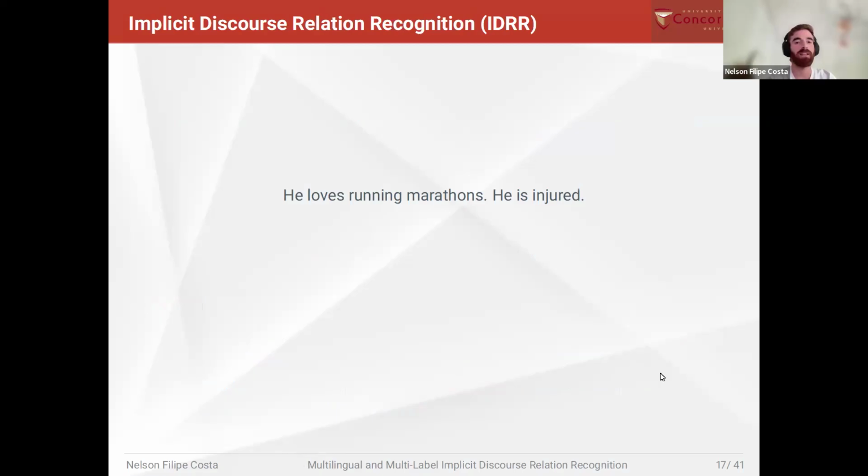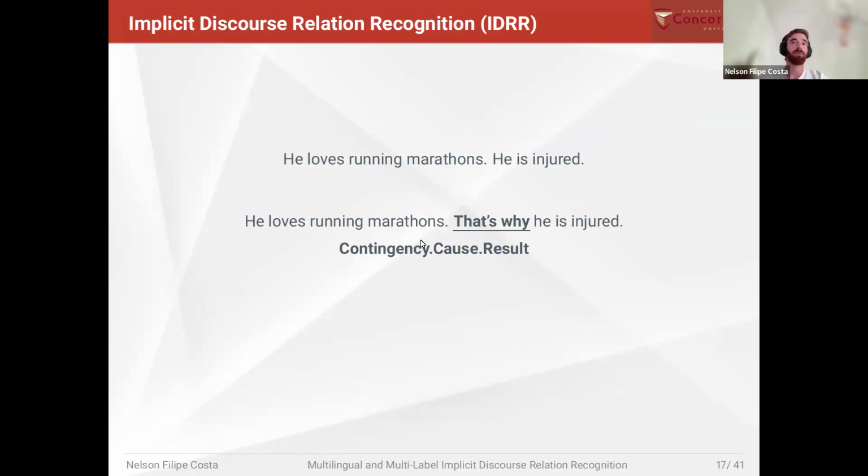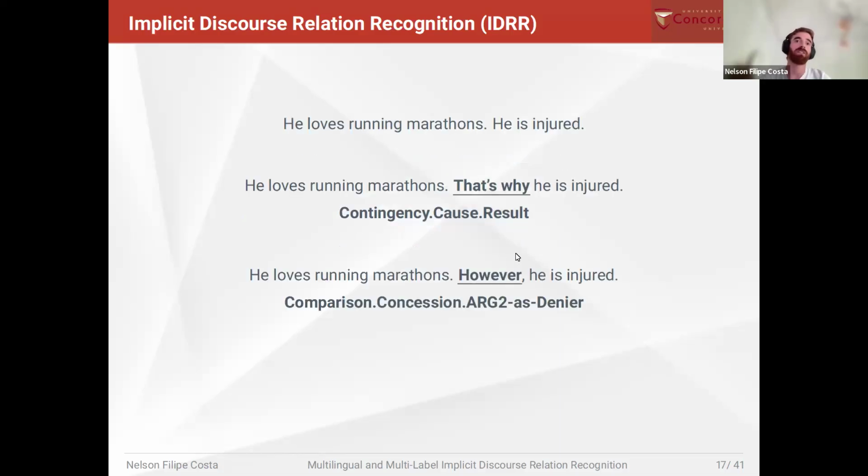So let me first motivate why the implicit discourse relation recognition task is an ambiguous task. Maybe this is not the best example that I could come up with, but it feels very personal right now. So let's consider this example. He loves running marathons, he is injured. There's no explicit discourse connective telling us what the relationship between these 2 ideas is. So one is free to interpret them as, for example, he loves running marathons and that's why he is injured, in which case we would have at level 1 contingency, level 2 cause, level 3 result implicit discourse sense for this implicit relation. Or we could interpret this as he loves running marathons, however, he is injured, which would have a completely different sense annotation.